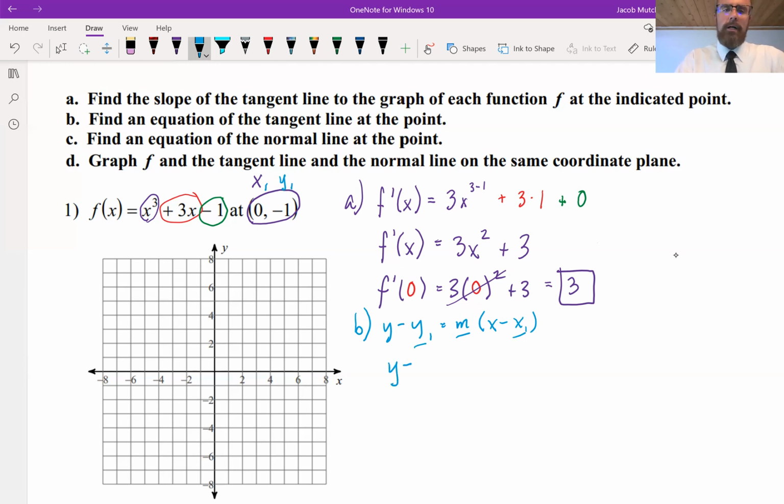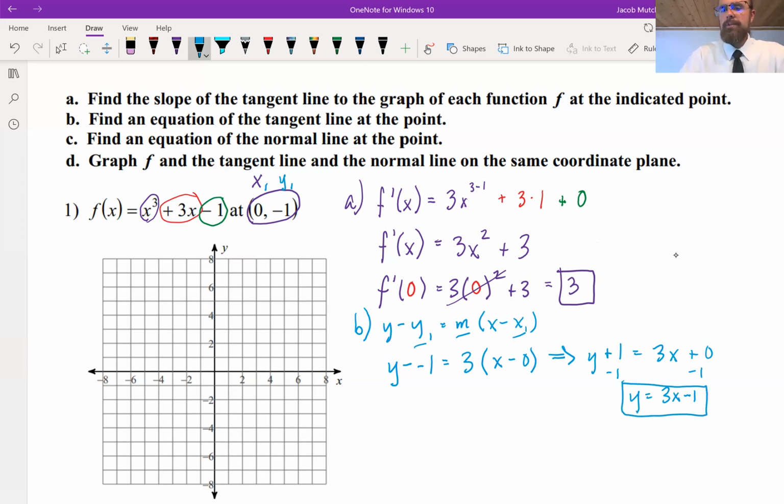So it's y minus -1 equals 3 times parentheses x minus 0. And that's a good equation for my tangent line at the point 0, -1. To be able to graph that, I do want to take it to slope-intercept form. If I simplify this equation, y minus -1 becomes y plus 1 equals 3x plus 0. And I can probably let the 0 go. I'm going to subtract 1 over. And I end up with this slope-intercept line, y equals 3x minus 1.